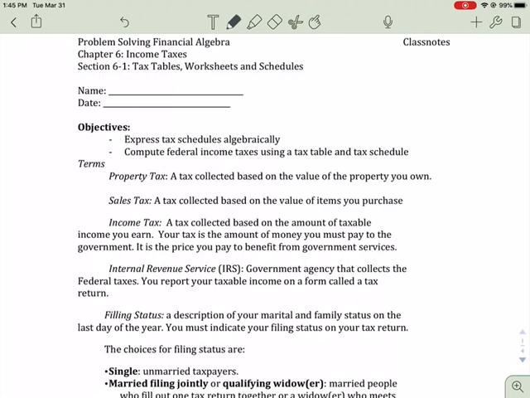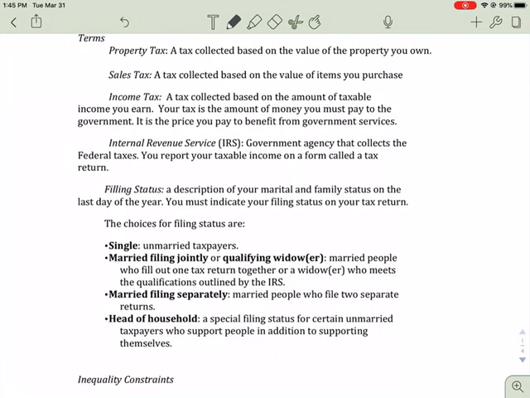And then, depending on how you file, that will determine the different forms that you use. So your filing status is based on your description of marital status. You must indicate your filing status as of the date of your tax return. Okay, so you can be single, which is basically unmarried taxpayers. You can be married and file jointly, which means that if you're married, you put your money together and file as one income. Or you can be a widow or widower who meets the qualifications outlined.